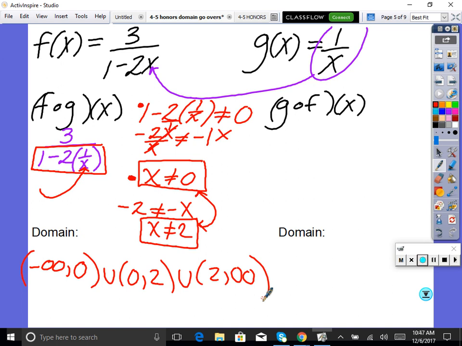Because are you dealing with a radical, a square root, or are you dealing with a denominator? Great question. Square roots will be greater than or equal to, but underneath the denominator is cannot. Valid question. Okay, here we go.